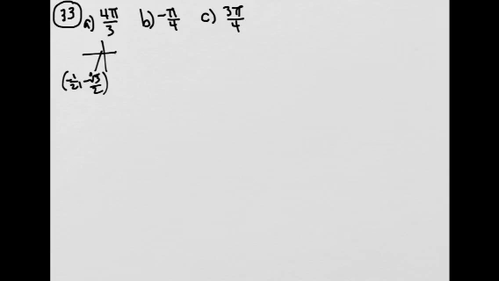Sine of 4 pi over 3 is the y coordinate because it's y over r, but r is 1 on the unit circle. So it's basically just the y coordinate. Cosine of 4 pi over 3 is x over r, which is the x coordinate, which is negative 1/2.